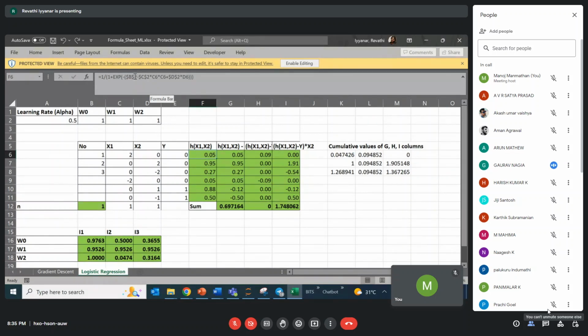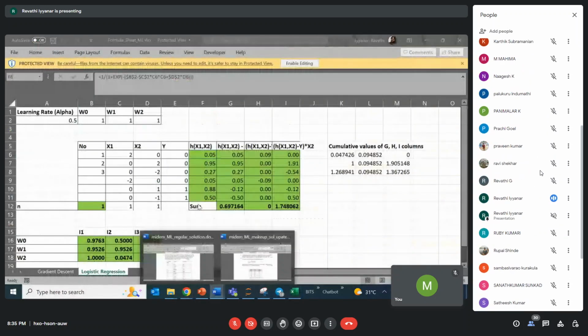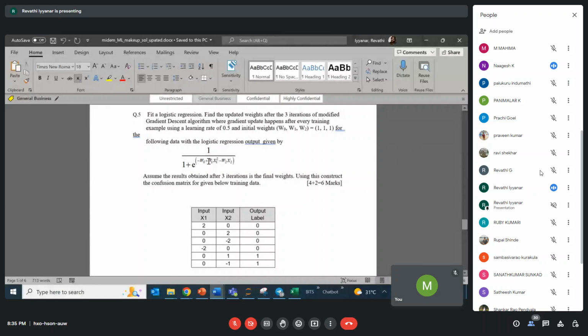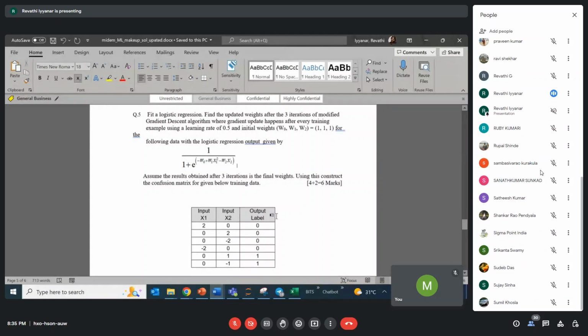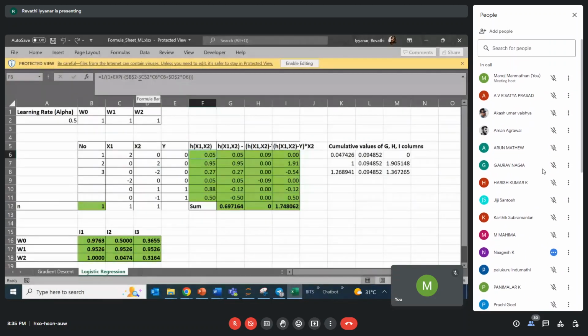So what is B2? B2 is W0. B2 is W1. But here the formula, I think, is plus W1 x squared, right? But here it is minus. There's a whole minus before this. Like in general, it's exponential of minus of the whole function, right? So the whole minus is in the front. Okay, you have to enable editing, right?